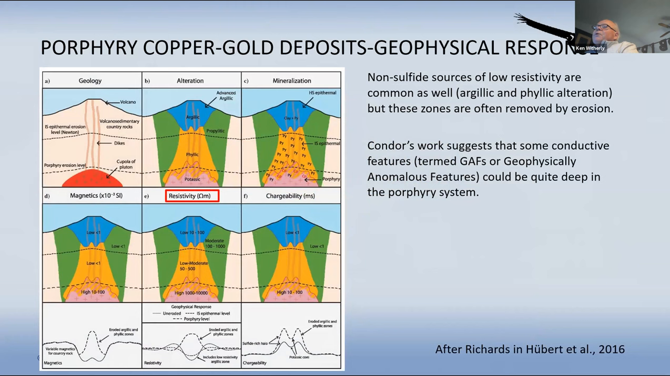In mid-2014, 2015, there was a research project underway, NSERC supported, at the University of Alberta, with people like Martin Unsworth and Jeremy Richards as the key principal investigators, and they began examining MT data and other geophysical data over several porphyry and epithermal systems in British Columbia.